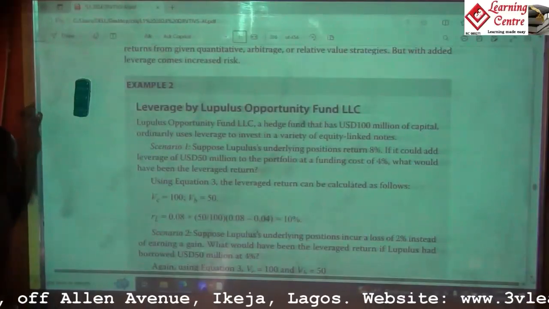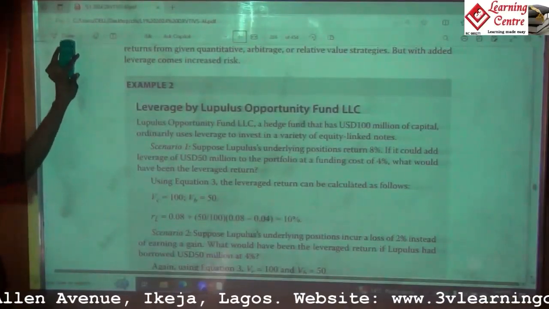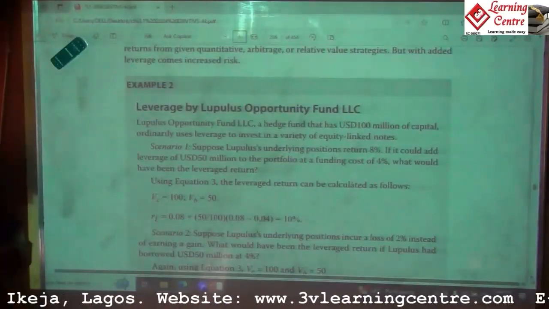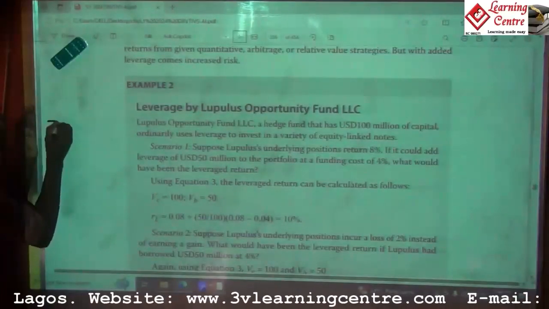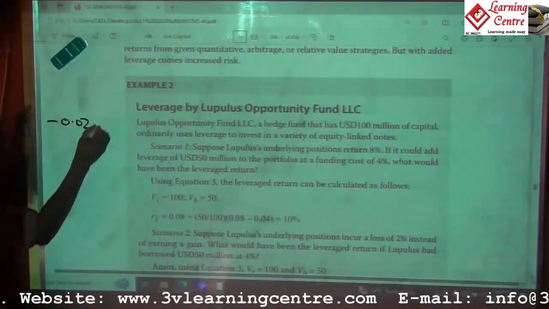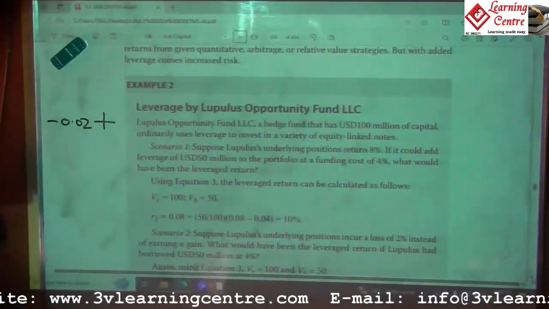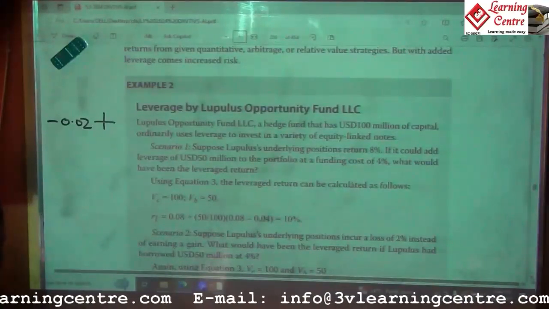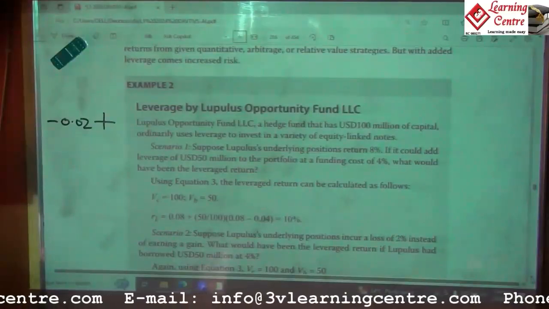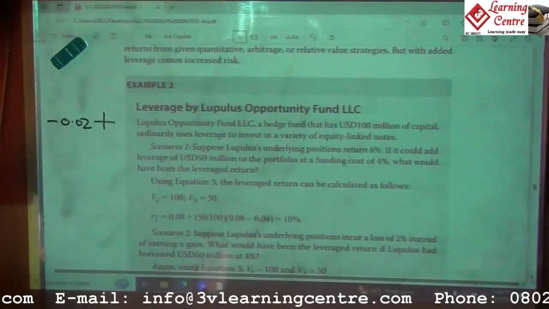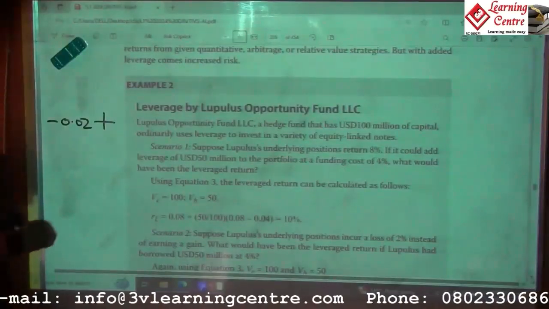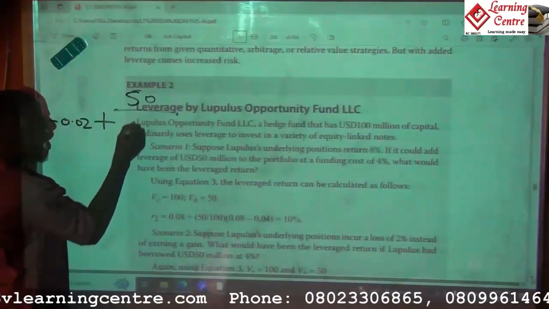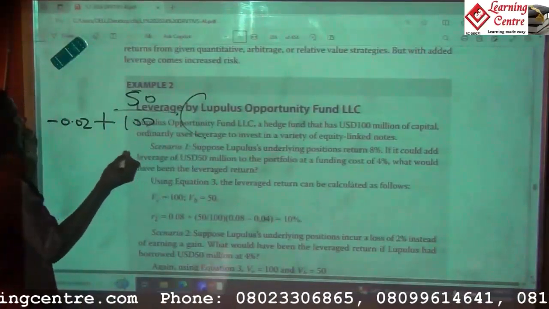Suppose the underlying position incurs a loss of 2% on the earnings. So 2%, we are now at a loss of 2%. So what was our return? It's going to be minus 0.02, plus what else? What's our leverage? If it had borrowed 50, so leverage return is 50. What's our cash? 100. Into bracket, what's the return?